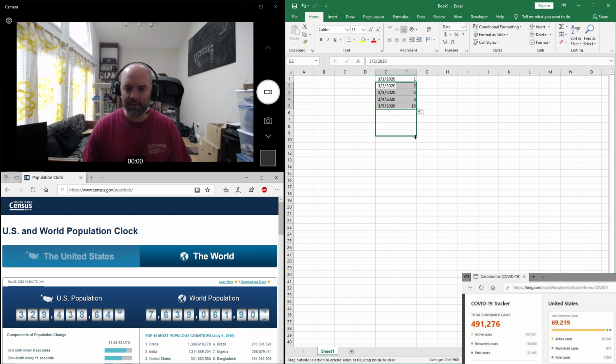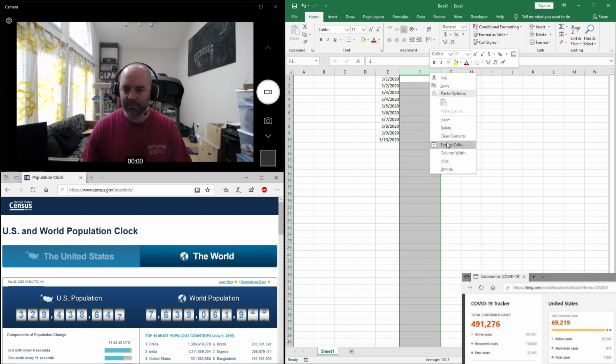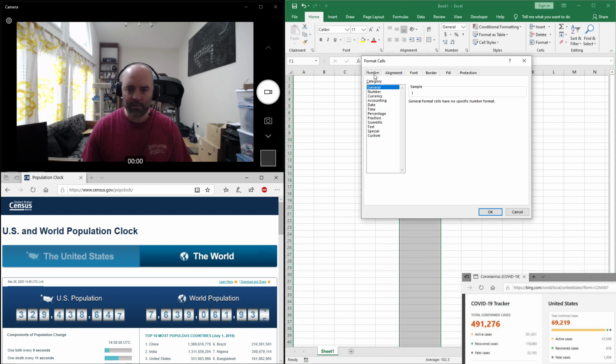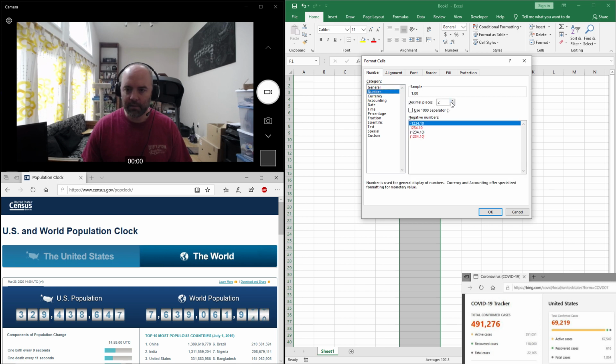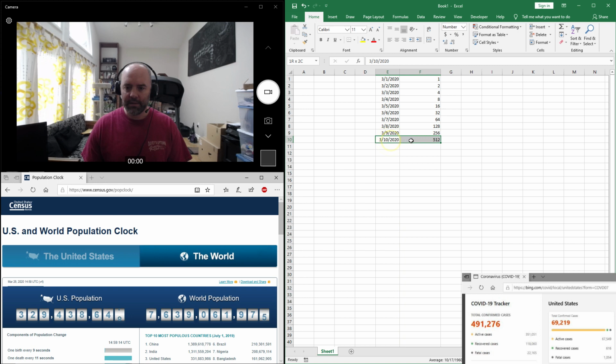All right, now we're up to day 10. Starting to get on the news now because we have 512 cases. It's starting to spread. I'm going to quickly format this cell for simplicity. Let's go to number, no decimal places, and the 1000 separator. All right, 512 cases on day 10, around March 10th. That might actually be pretty close to accurate. So let's keep going down a little bit.